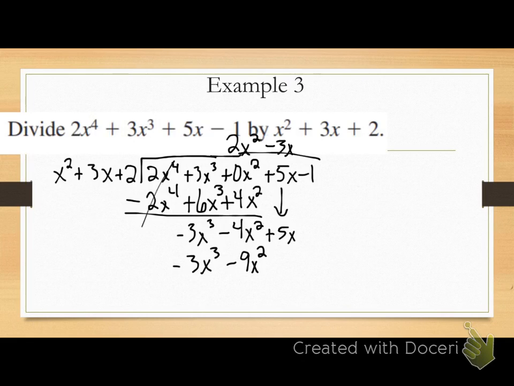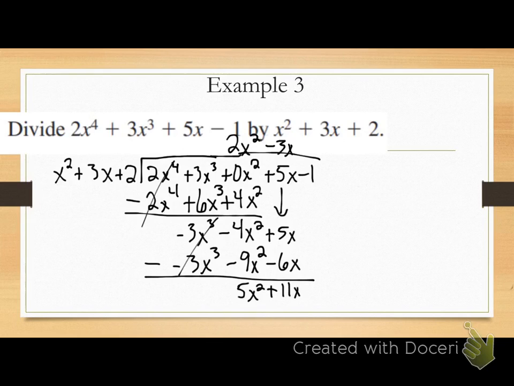Negative 9x squared. You've got to be really careful. You're adding exponents, and you've got a whole bunch of different signs going on, so take your time and be careful with what you're doing here. Negative 3x times 2? Negative 6x. Now I'm subtracting 5x minus negative 6x: positive 11x. Negative 4x squared minus negative 9x squared: 5x squared. The 3x cubes cancel.